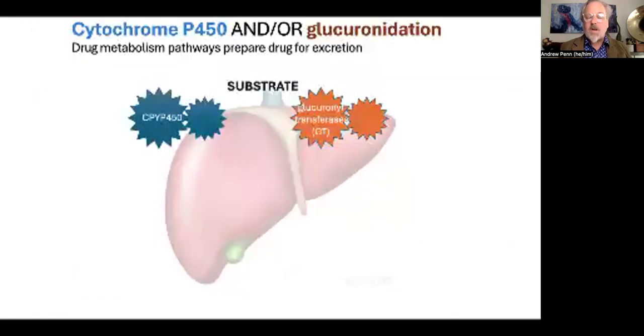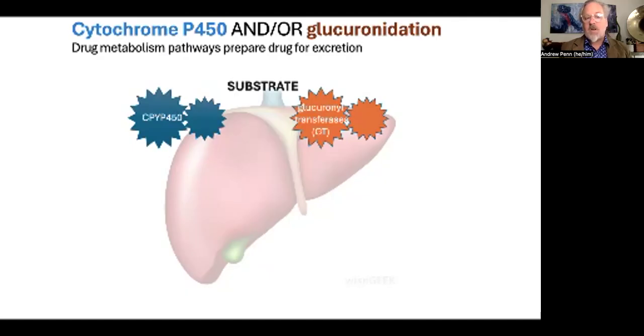So let's walk through the process of drug metabolism. We've talked about absorption, we've talked about distribution and how a drug rides around on albumin and is available to get to its target only if it's free from that albumin. Let's talk about what happens when it starts to be broken down. In this case, we're referring to the drug as a substrate. And that substrate is going to go through one, sometimes both, of these metabolic pathways.